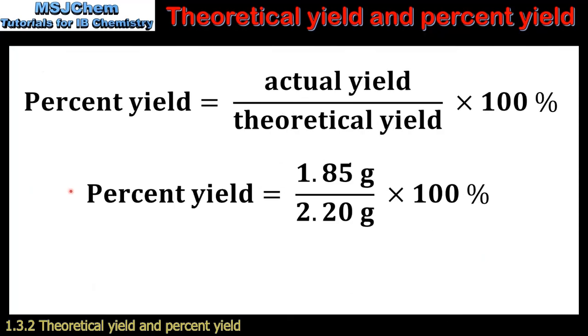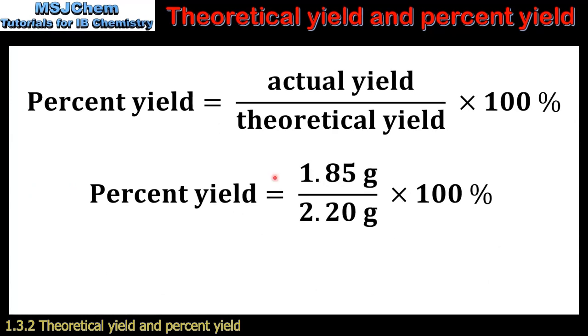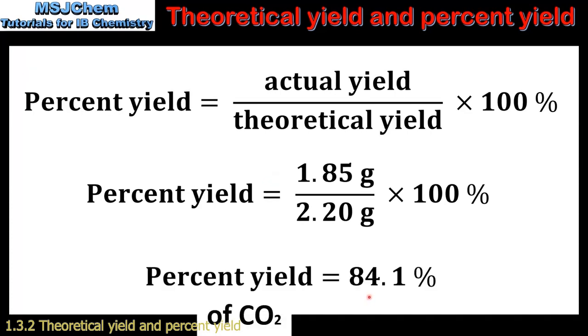The final step is to calculate the percent yield. The actual yield is 1.85 grams and the theoretical yield is 2.20 grams. And this gives us a percent yield of 84.1%.